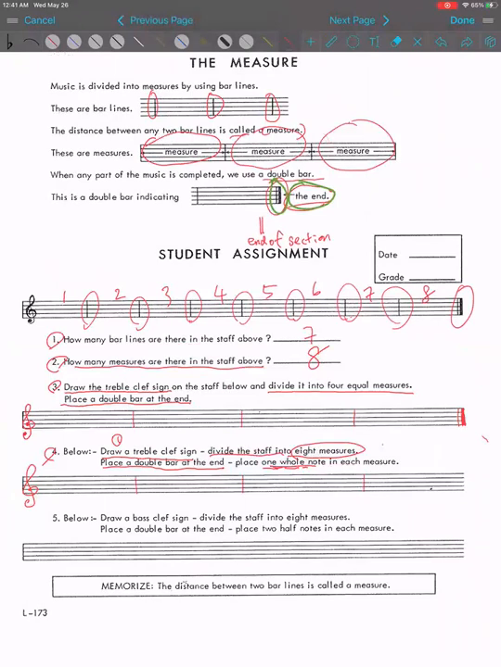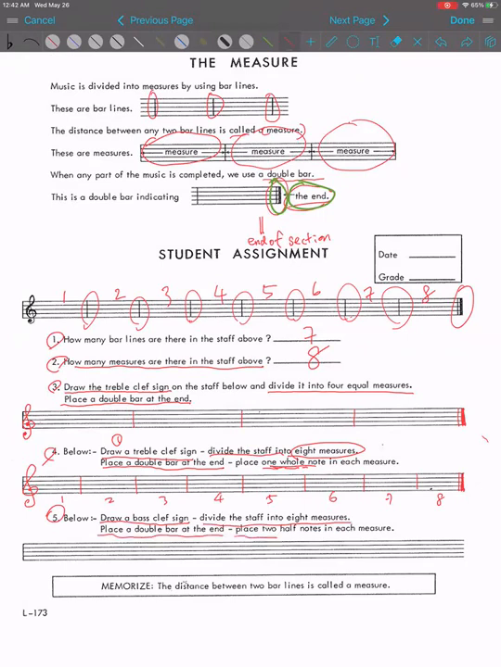Now in each quarter, you're going to put another line. Now you have 1, 2, 3, 4, 5, 6, 7, 8 equal measures. Then add a double bar line in the end. Very nice. Number 4, below, draw a bass clef sign. Divide the staff into 8 measures again. Place a double bar at the end.